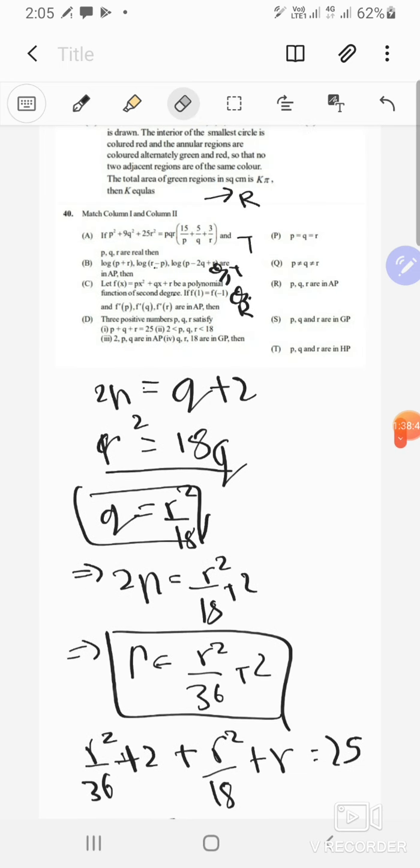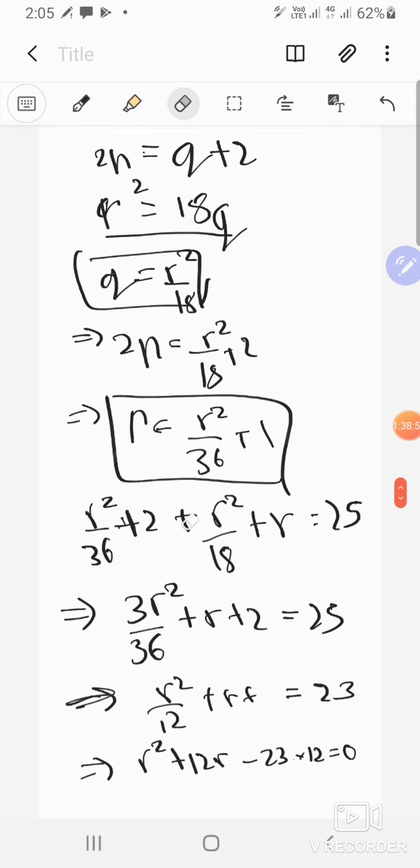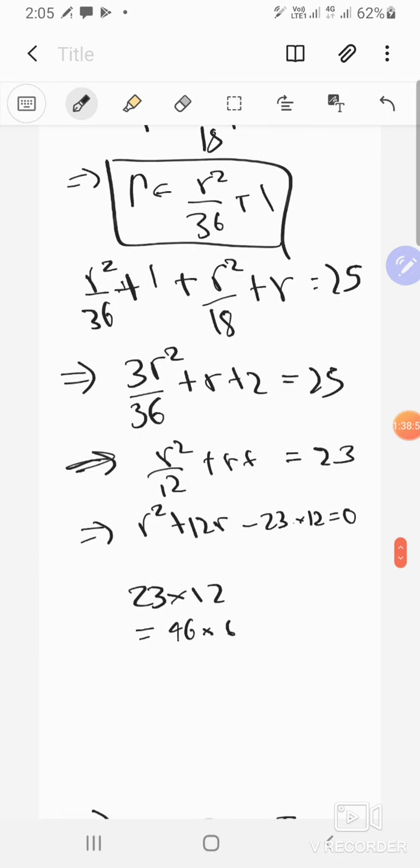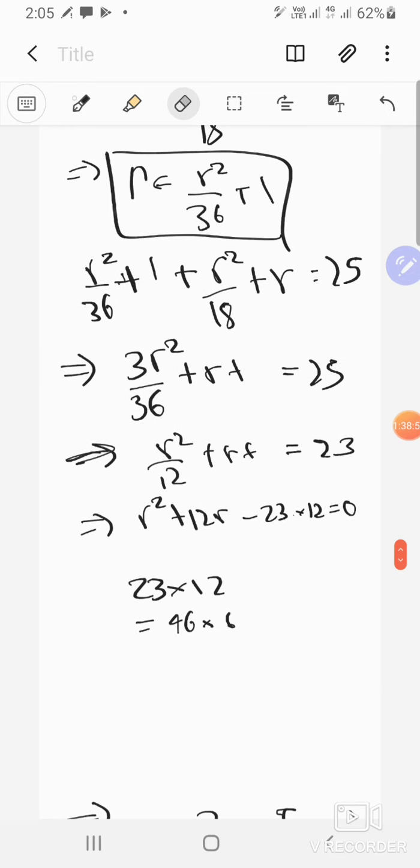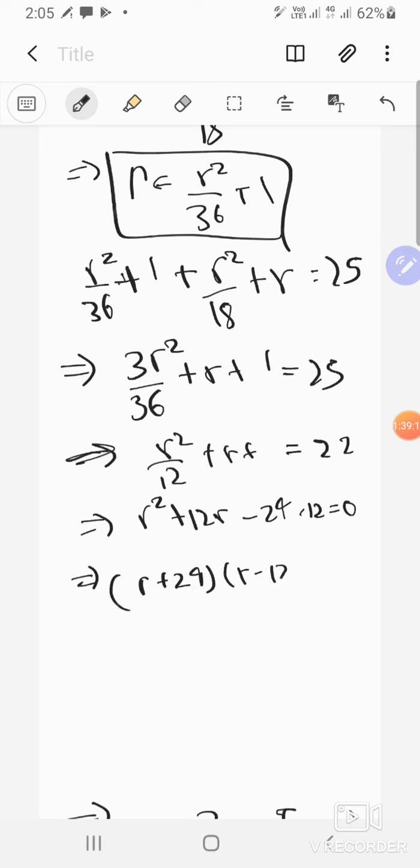Oh yes, this is why it was not working. It has to be plus 1 over there. That's the whole problem. This is plus 1, and then this is plus 1. So instead of being 23, this would be 24 instead. So this will be 24 into 12, which by the way is completely correct. I mean, this is factorizable. So that will give me r plus 24 into r minus 12 equals 0. So r is either minus 24 or 12.